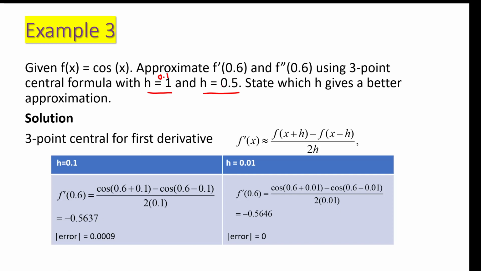The solution and the question are not matching, so you change the question to tally with the solution. For h equal to 0.1, cos(0.6 plus 0.1) minus cos(0.6 minus 0.1), divided by 2 times 0.1. You can also calculate in one step, then compare this to get the absolute error. For h equal to 0.01, you just replace here.